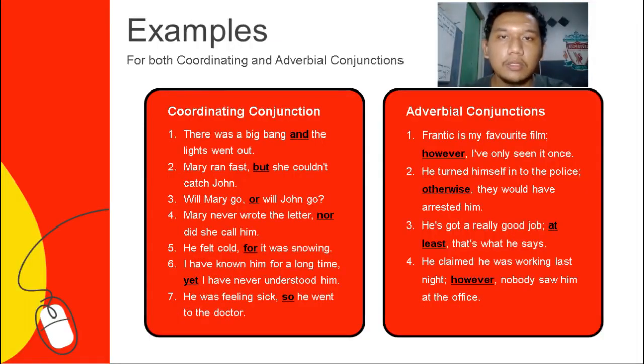Next, we will be looking at some examples of compound sentences that use conjunctions. Let's read it together. First is coordinating conjunction. Let's take a look at number one. There was a big bang, and the lights went out. Mary ran fast, but she couldn't catch John. Will Mary go, or will John go? Mary never wrote the letter, nor did she call him. He felt cold, for it was snowing. I have known him for a long time, yet I have never understood him. He was feeling sick, so he went to the doctor.